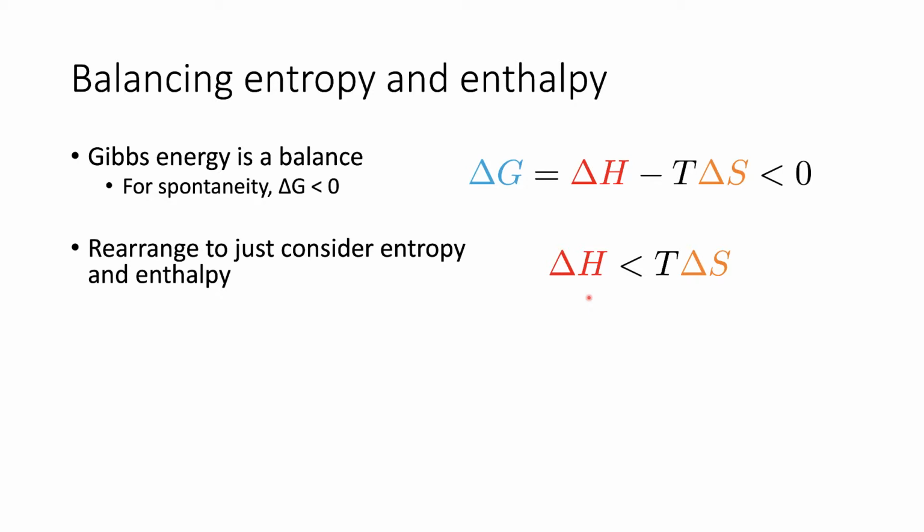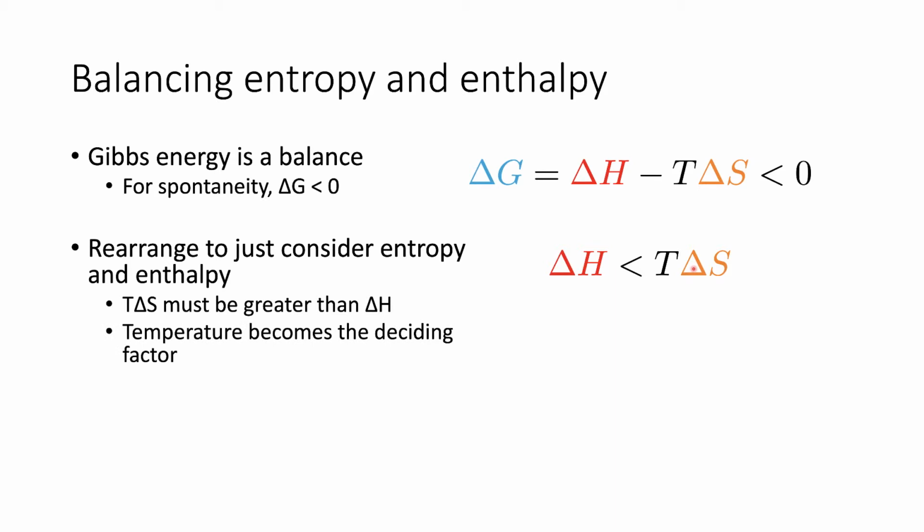So the enthalpy change has to be less than the product of the temperature and the entropy change. So in order for a spontaneous process to take place, T delta S has to be greater than delta H. And temperature can fundamentally become the deciding factor in this. If we think of it as a balance, we simply have a seesaw, and we want to make sure that the right-hand side is the bigger side.